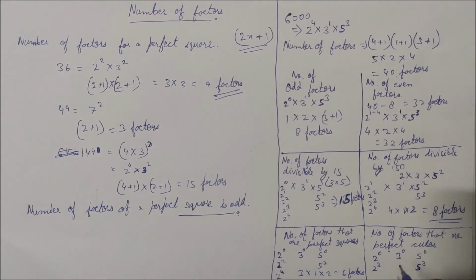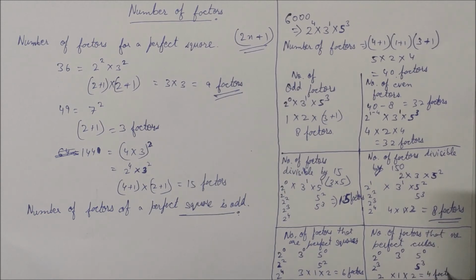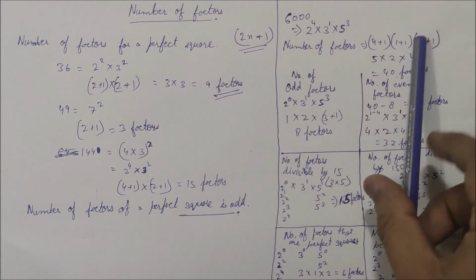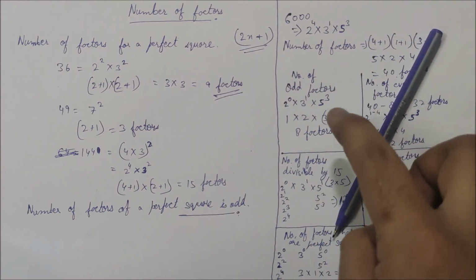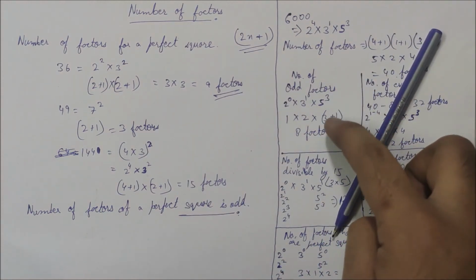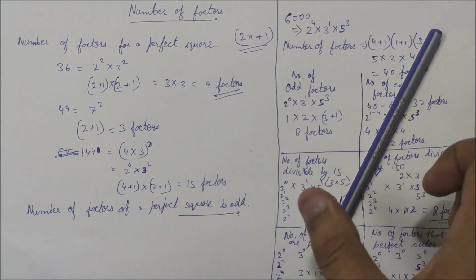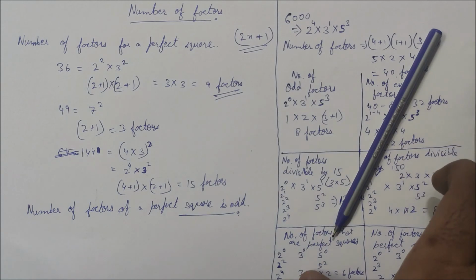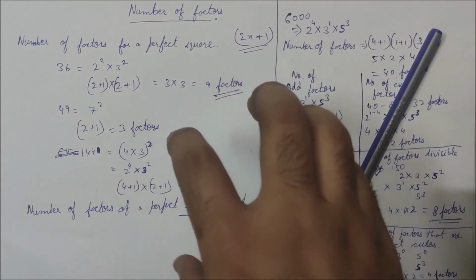So I have the number of options. I have two options for 2, one option for 3 and two options for 5. So there are 2 into 1 into 2, 4 factors. Number of factors of 6000 that are perfect cubes is 4. So that is about how you deal with number of factors when you need to find out the number of odd factors, number of even factors, when they are divisible by a certain number, or if they are perfect squares or perfect cubes. So that's about this video lecture.